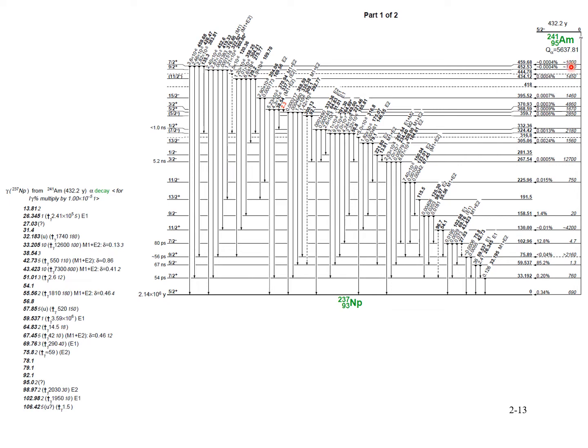But you can also see the transition values for this alpha decay. This has the hindrance factor closest to 1, so it's the least hindered transition.